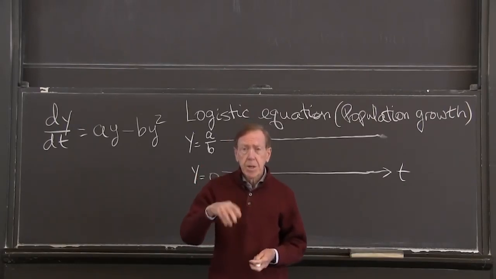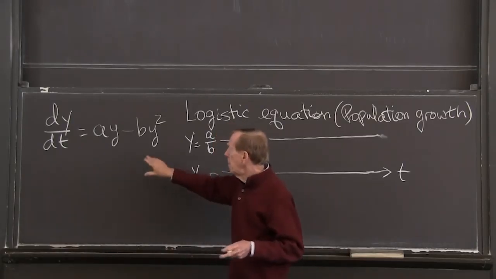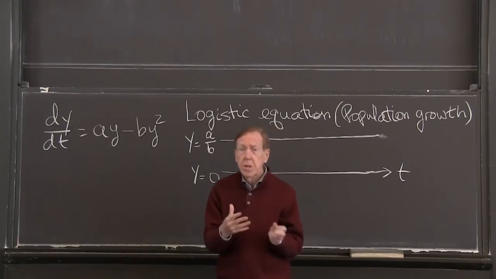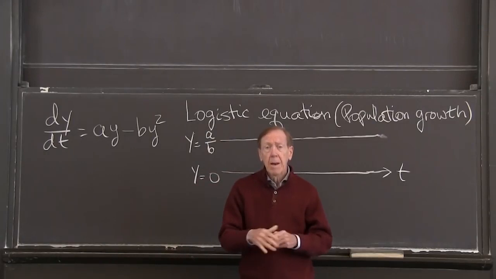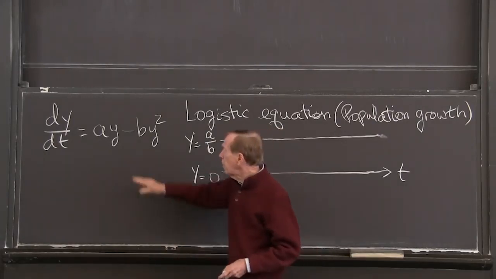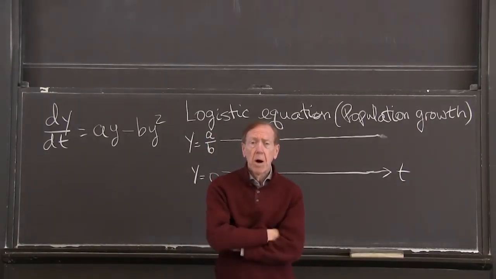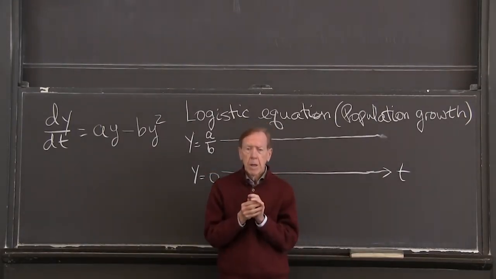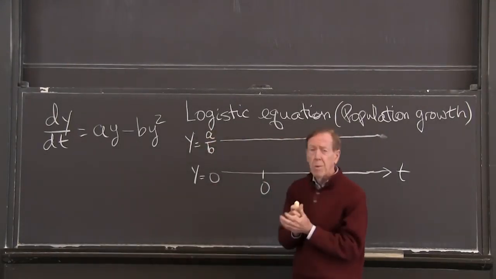For competition, when you have too many people, multiplying y times y gives you a number of interactions of all the y people with themselves. And those interactions, that competition, slows down the growth, and so the coefficient there is negative. We want to solve that nonlinear equation and learn from it. And it's called the logistic equation.